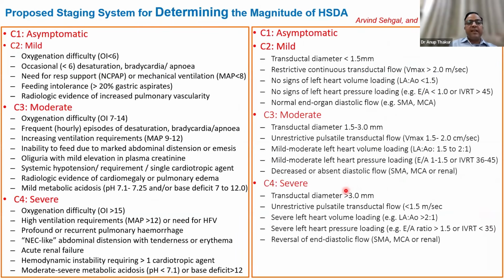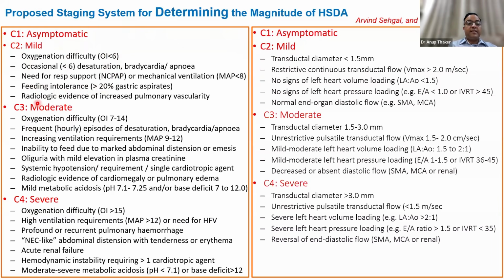I was told to touch upon the staging of the PDA, and this is one of the old articles from 10 years back, but still relevant in today's world, where a PDA could be staged clinically. So its clinical staging is there, C1, C2, C3, C4, and it could be staged on echocardiography as well. So here you see C2, C1 is asymptomatic both. C2 clinically is basically when your oxygenation is increasing, you need some respiratory support, there's feed intolerance and so on.